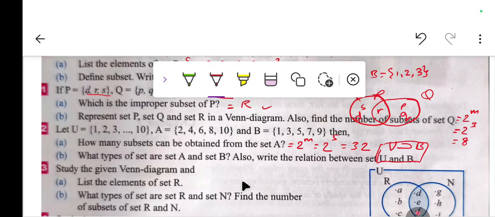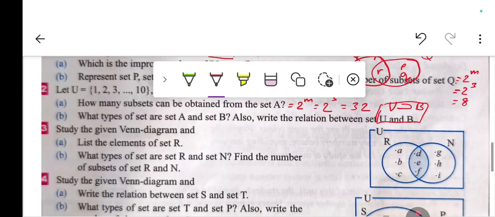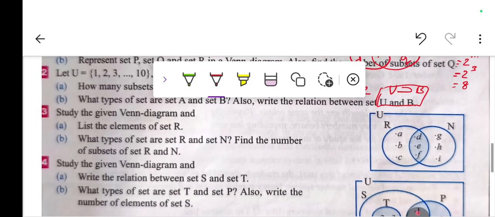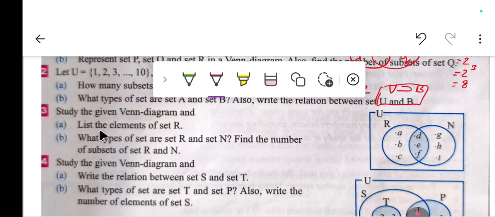Now coming to question number 13. I'm going a little bit quick because the video is becoming so long. Okay, 13 and 14 I'm going through now. Study the given Venn diagram and list the elements of R. The elements of R are over here: A, B, C, D, E, F. We can write it in a curly bracket: {A, B, C, D, E, F}.